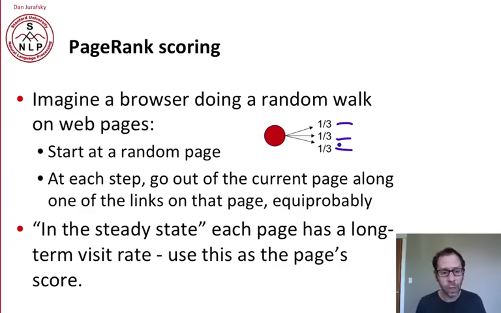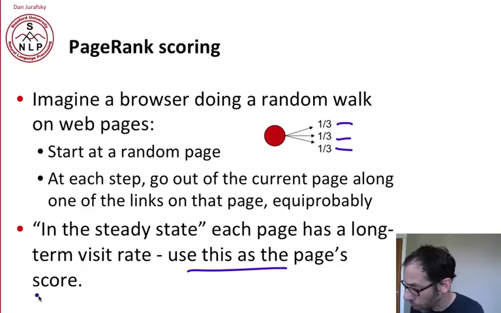And the intuition of PageRank is that in the steady state, after a lot of walking around, each page has a long-term visit rate. And we're going to use this as the page's score. So the long-term visit rate, we're going to use this as the score, and that's going to be called the PageRank of the page.